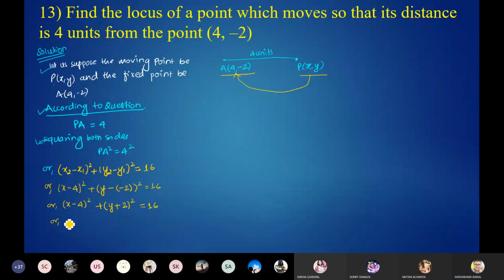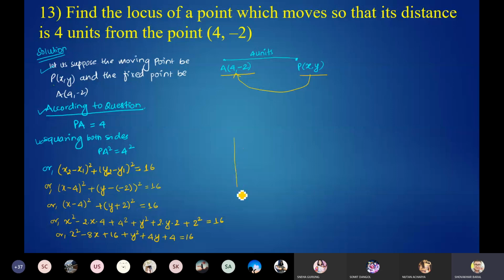Let me simplify it further. It will be a square minus 2ab plus b square, and b square plus y square plus 2 times y times 2 plus 2 square equals 16. So let's simplify it in the perfect order. X square minus 8x plus 16 plus y square plus 4y plus 4 equals 16.